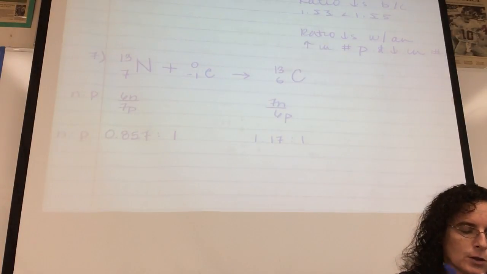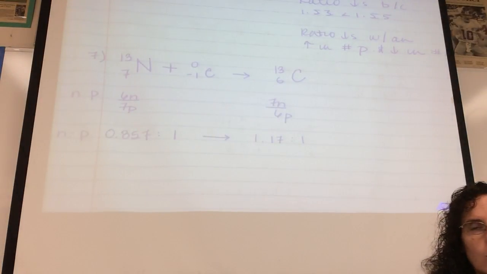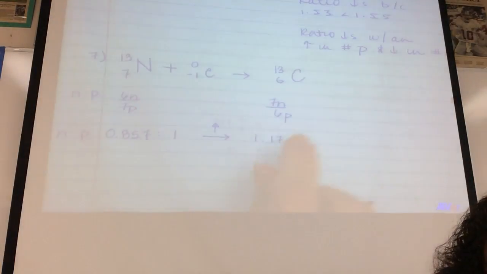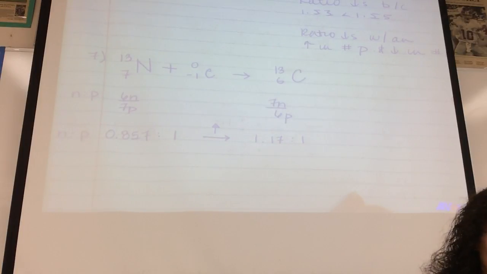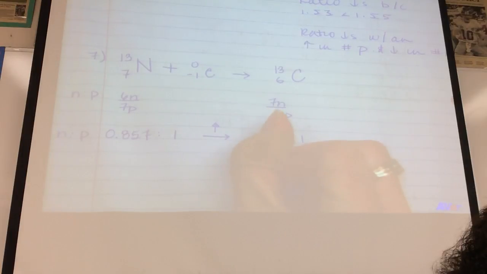As such. So clearly the neutron to proton ratio did what? It increased because 1.17 is greater than 0.856. So capturing an electron has the effect of increasing the neutron to proton ratio, and this now is within the band of stability.